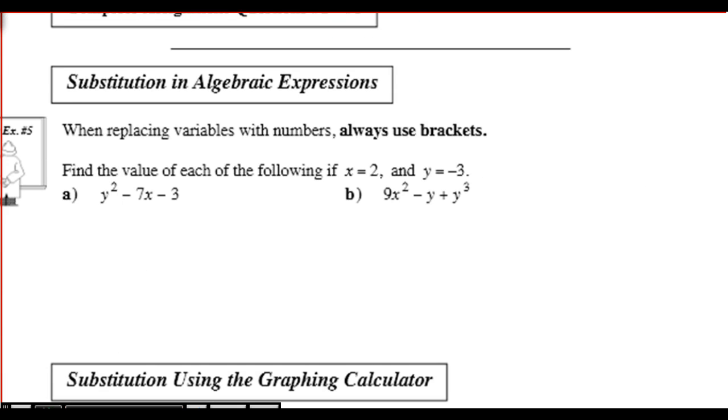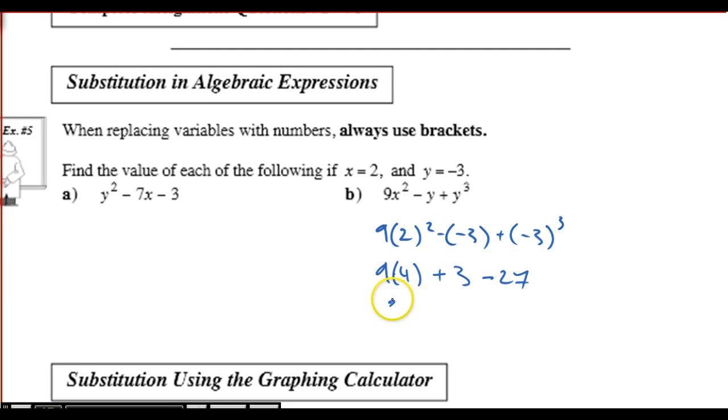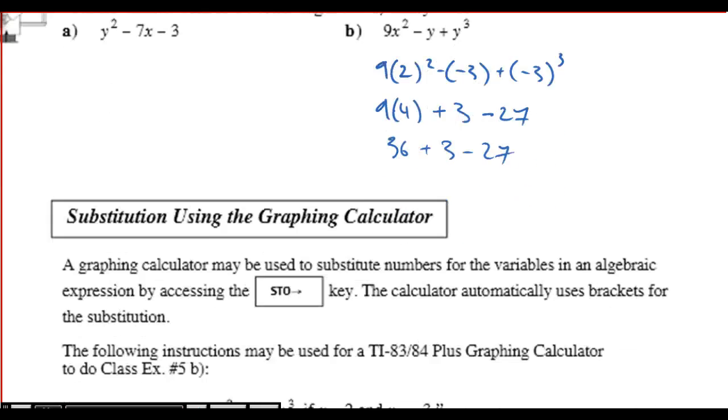I'm going to jump right to using some substitutions here. So find the value of each. When x is 2 and y is 3, always use brackets. 2 squared minus negative 3 plus negative 3 cubed. 9 times 4. This would be a plus 3 rather. And then negative 3 cubed is negative 27, so minus 27. 9 times 4 is 36, plus 3 minus 27. I'm pretty sure we can all do that math on our own.